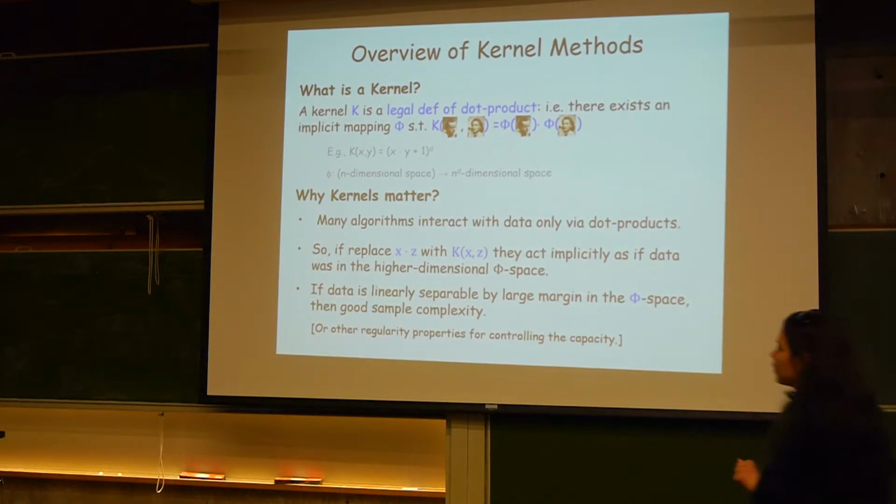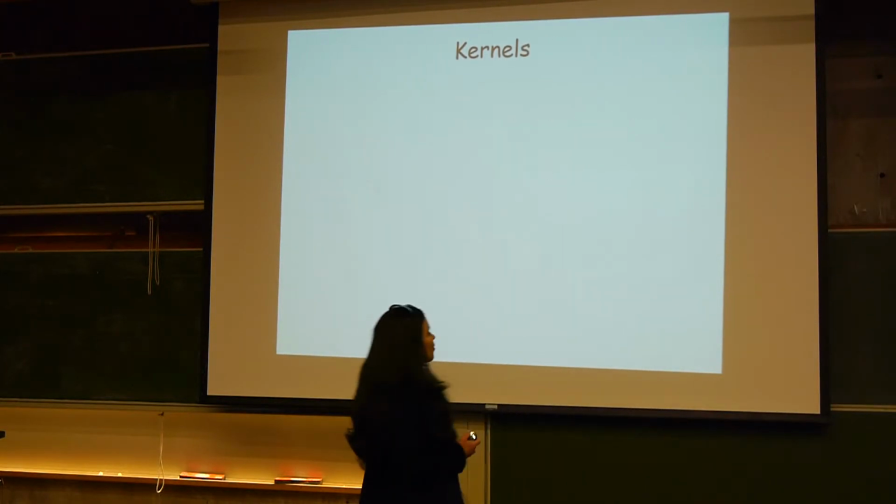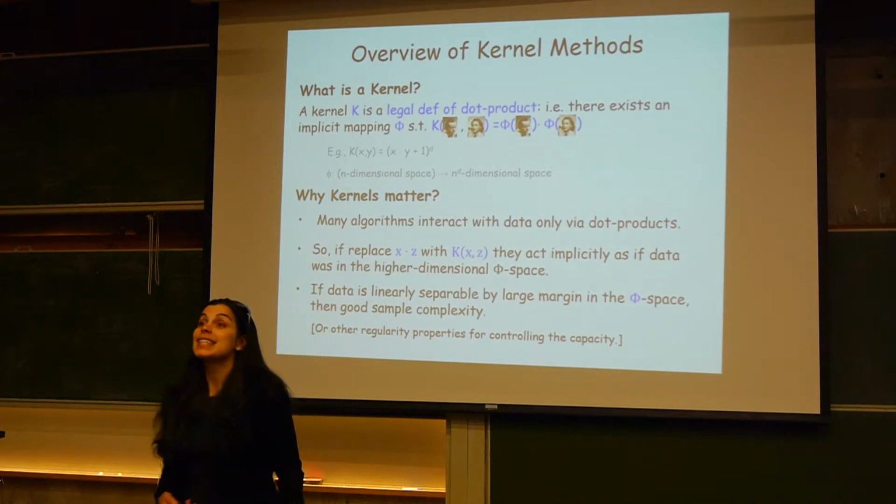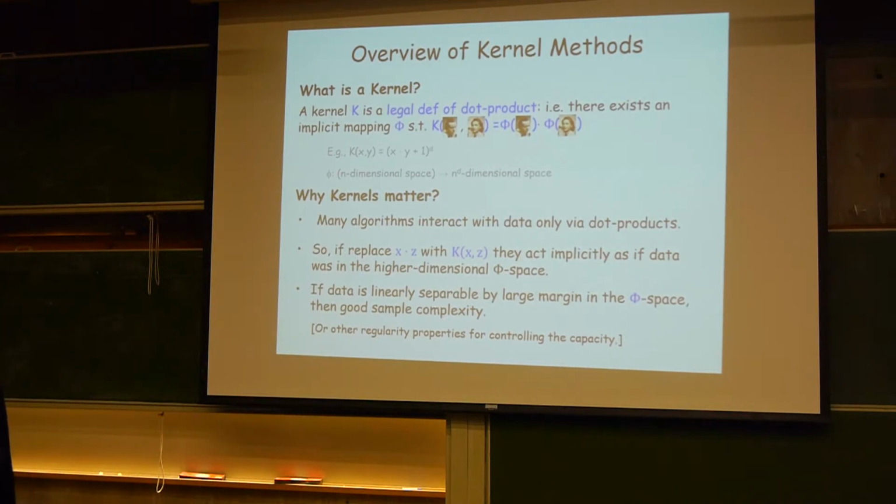Okay, so this is the overview of kernel methods, and now I'm going to go slowly through what kernels are, and I'm going to go through examples. Yes? So is phi an invertible map? Phi is a map, right? Yes. So is it invertible, or is it an isometry? Like what kind of map?